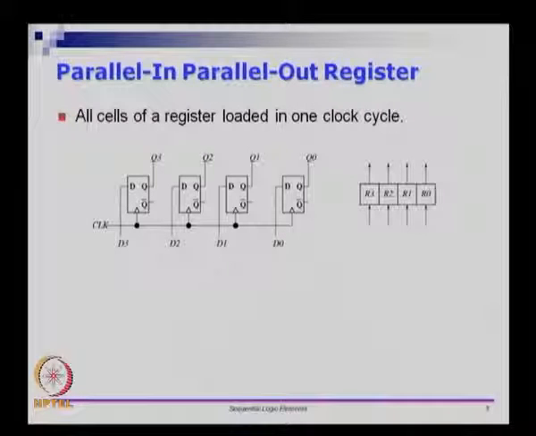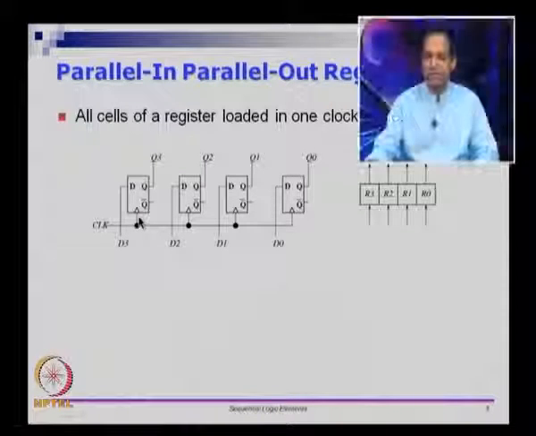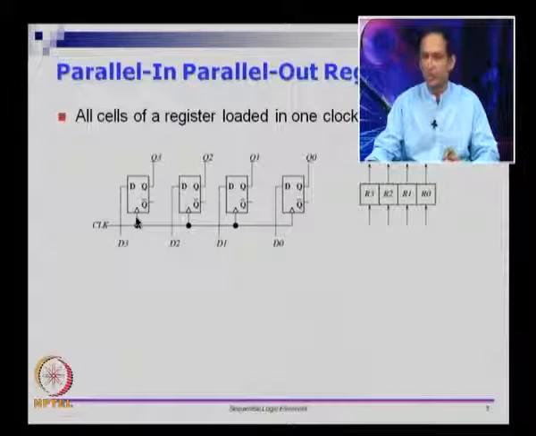So let us start with the simplest of the registers. Usually the term register is used for something like this. This is called a parallel in, parallel out register. Let us look at the picture here. We have a set of 4 cells, and these 4 cells have a common clock. If you remember the symbol, this is the symbol for a positive edge triggered D flip-flop. You have this triangle here, and there is no bubble. So it is a flip-flop and it is positive edge triggered.